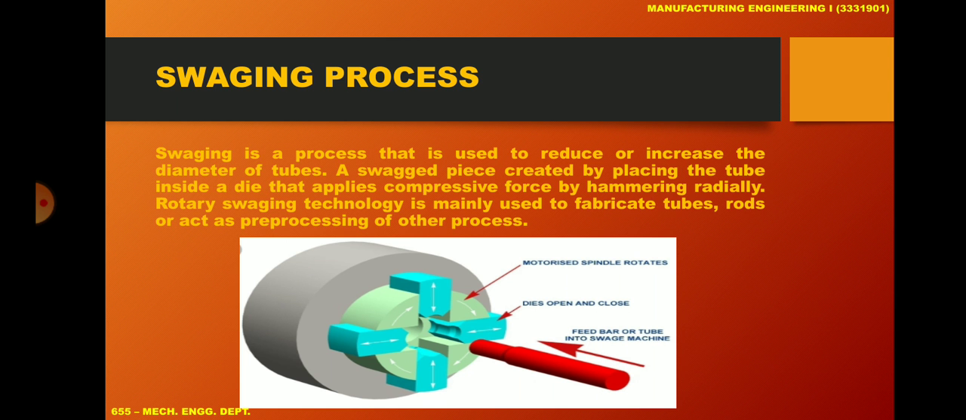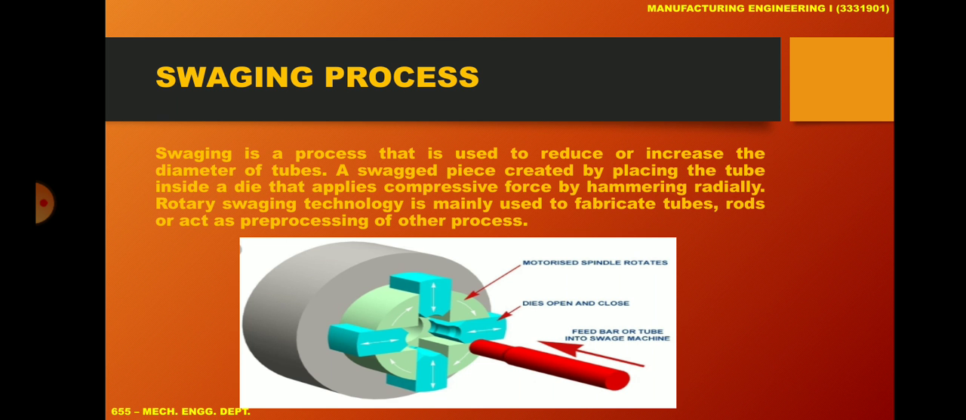Swaging is a process that is used to reduce or increase the diameter of a tube. Generally, it is not used to increase; it is used to reduce the diameter. A swage is created by pressing the tube inside the die that applies compressive force, as shown in the figure, by hammering radially. So it is used generally on the radial cross section to reduce its diameter.